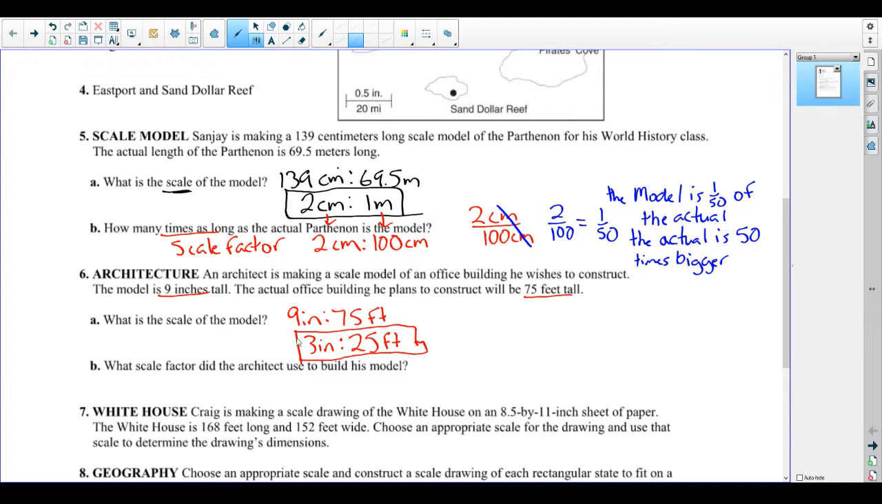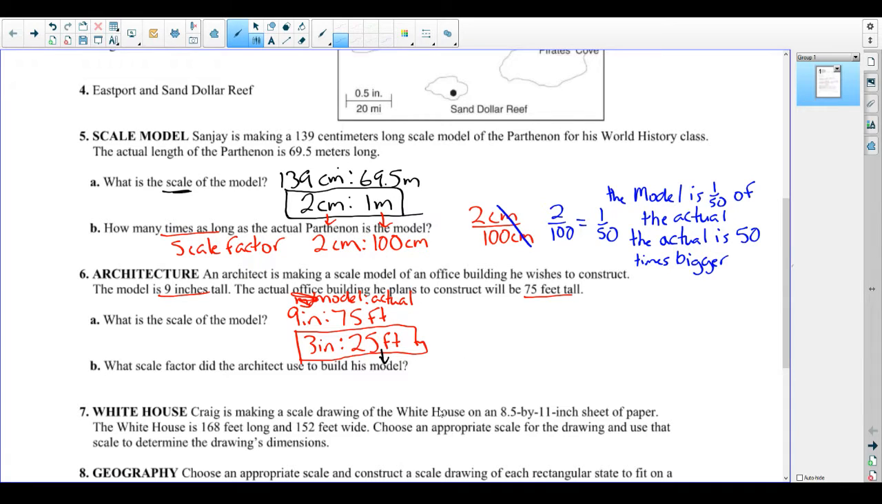Notice here, we didn't have to convert units. All we want is the scale. Scale can have different units. Nobody cares. It's just the rate between the model and the actual. But now we want scale factor. That's where we just want one fraction, no units. So we want to cancel units out. We either need to convert inches to feet or feet to inches. And again, if we made 3 inches into feet, that would be a decimal or a fraction, and we probably don't want that. So let's convert feet to inches.